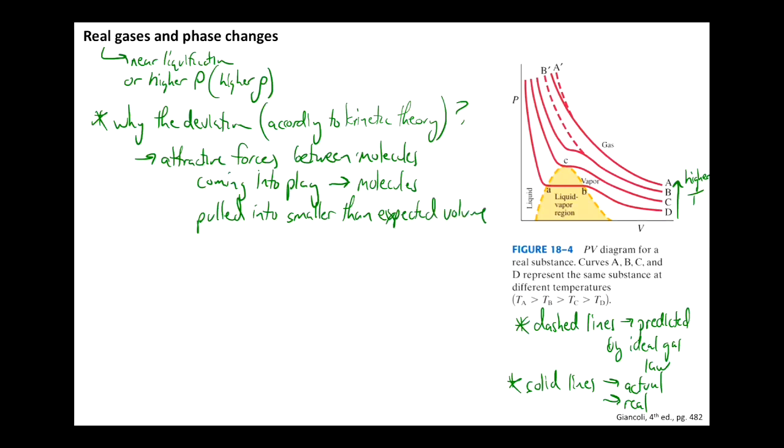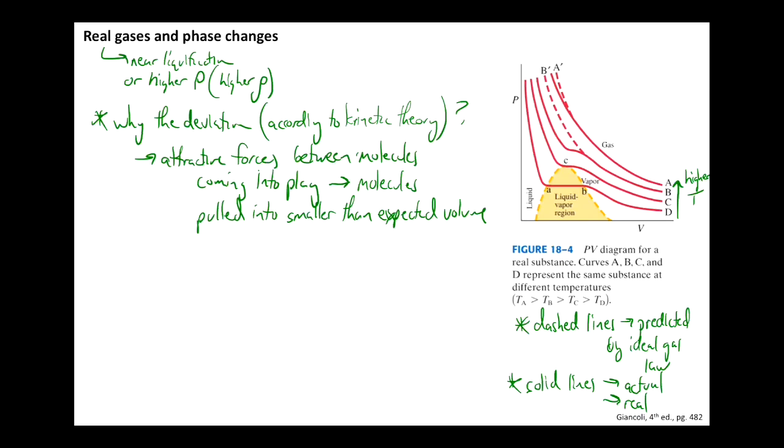These molecules are pulled together into a smaller than expected volume. And you can see on those top two curves, that's exactly what the deviation is every time. So as I go from dashed to solid line, it's to the left and below, to a lower volume than what the ideal gas law predicted.